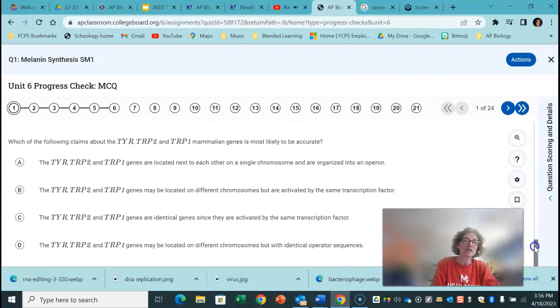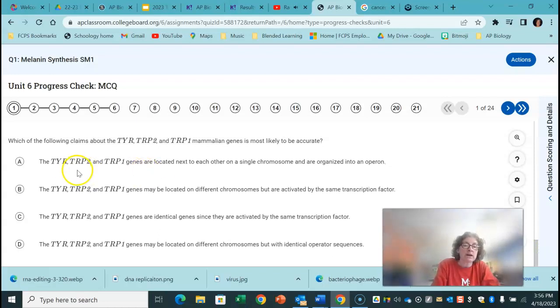Okay, so we've got some choices here. A. The 3 genes are located next to each other on a single chromosome and are organized into an operon. B. The 3 genes may be located on different chromosomes but are activated by the same transcription factor. C. The 3 genes are identical genes since they are activated by the same transcription factor. D. The 3 genes may be located on different chromosomes but with identical operator sequences.